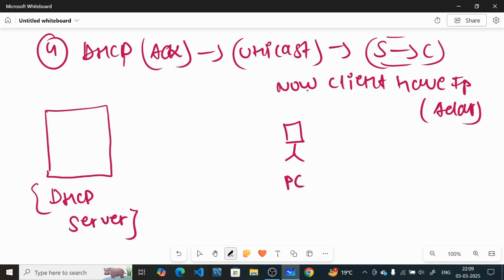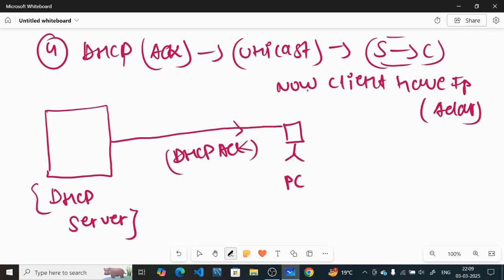So finally, the DHCP server sends the information, and the packet name is DHCP acknowledgement, which contains the information that the server confirms the lease duration of that particular IP address. I will explain what the lease duration is.